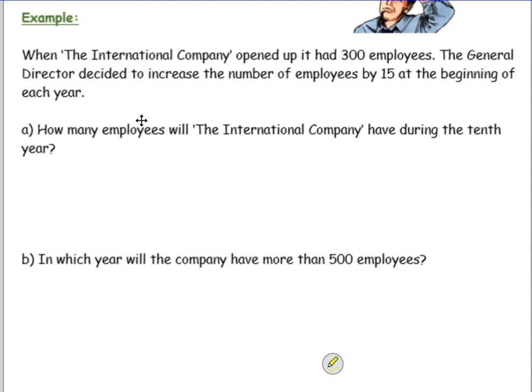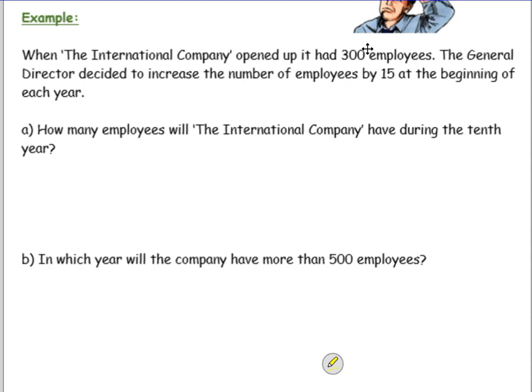What's our U of 1? 300. Yeah, good. So it's good to interpret that. And of course it's arithmetic. Then they want us to say how many employees will the international company have during the 10th year? Do they want us to find the nth term or the sum? Just the nth term, because the nth term is the total number of employees anyway.